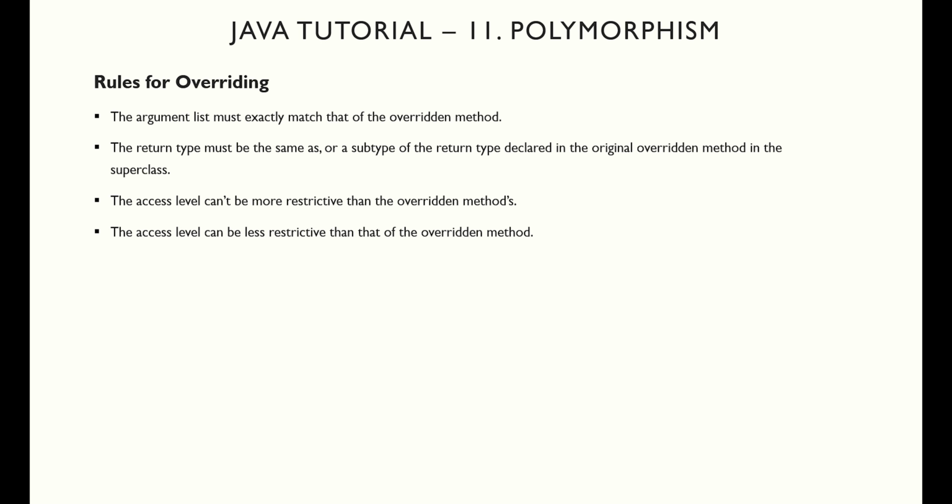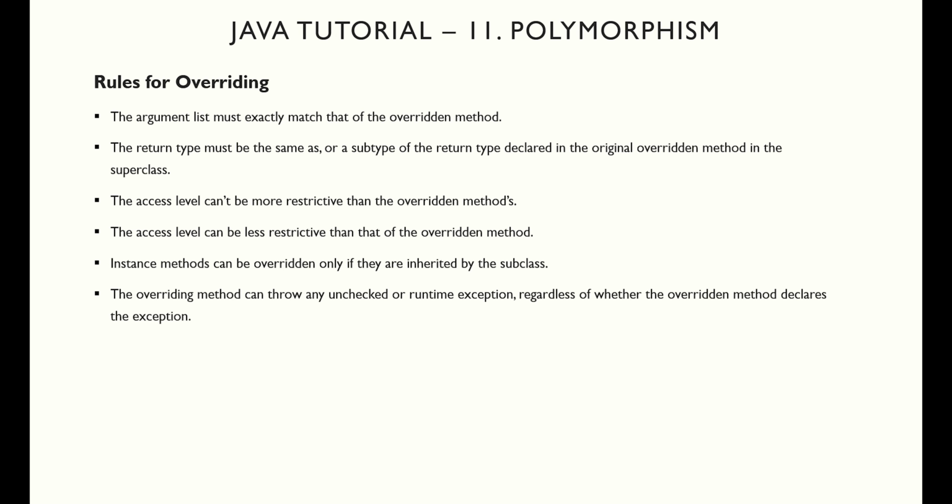The access level can be less restrictive than that of the overridden method. Instance methods can be overridden only if they are inherited by the subclass. A subclass within the same package as the superclass can override any superclass method that is not marked private or final. A subclass in a different package can override only those non-final methods marked public or protected, since protected methods are inherited by the subclass.